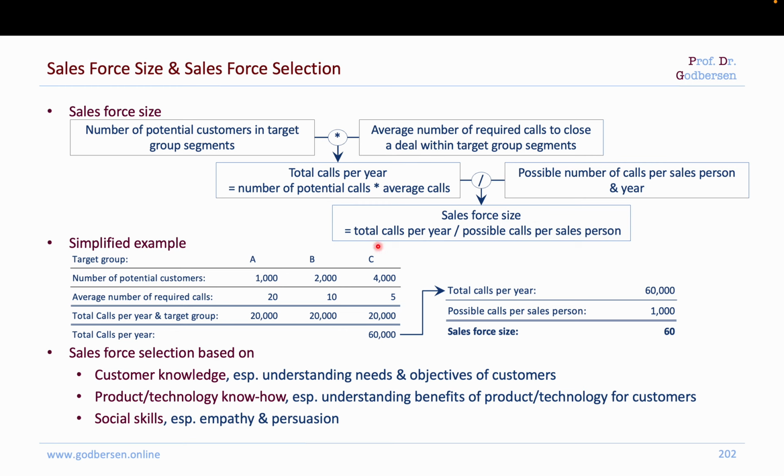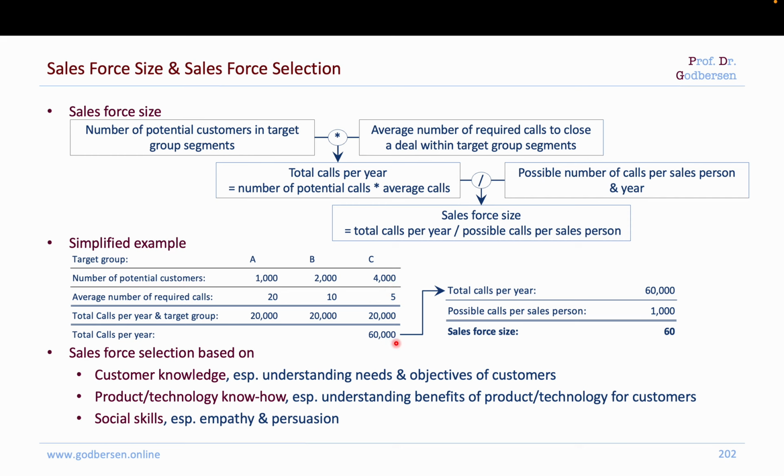Let me give you an example. We have three target groups, target group A, B, and C. Within target group A, there are 1,000 potential customers, B 2,000, and C there are 4,000 customers. We know from experience that we need 20 calls to close a deal with exactly one customer from target group A. We need 10 calls to close a deal with a potential customer from B, and 5 calls for target group C. 20 times 1,000 is 20,000, 10 times 2,000 again 20,000, and 5 times 4,000 is 20,000 again.